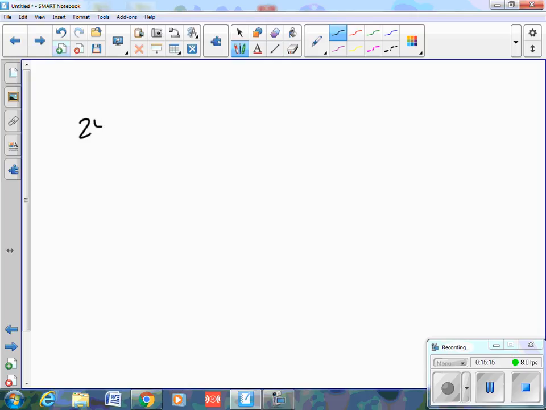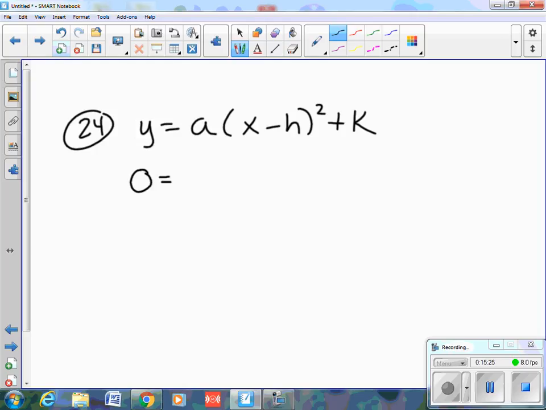Number 24. This formula will be on the test, or on the board, I mean. You're just going to fill in everything. The y is 0. The a is what we're trying to find. The x is given, that's 4. The h is given, that's 3. And the k is given. So everything's given except the a. And then you're going to solve.